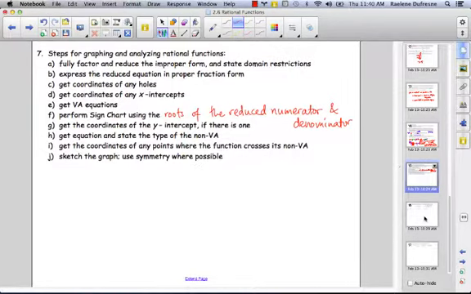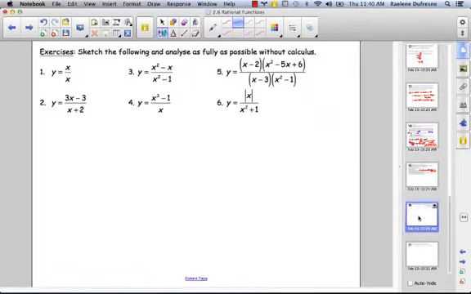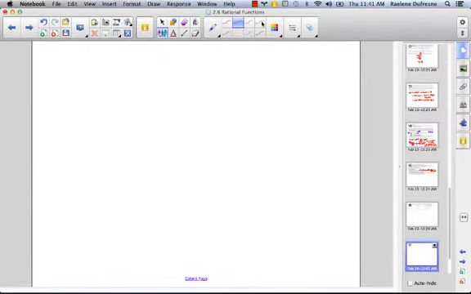Don't forget to use symmetry if possible. So let's take a look at an example putting all of these into play. I'm going to skip number 1. We've done it before. And I think maybe I'll start off with number 2 simply. So we're going to sketch y equals (3x minus 3) over (x plus 2) as fully as possible using those steps in number 7.